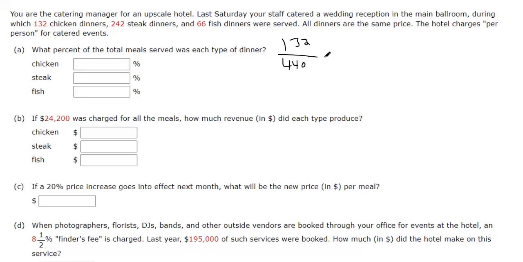and then you multiply that by 100. And so that represents the percentage that were chicken meals. Okay, you'll do the same thing for steak and for fish, except you'll put steak up top here, fish up top here. Okay.